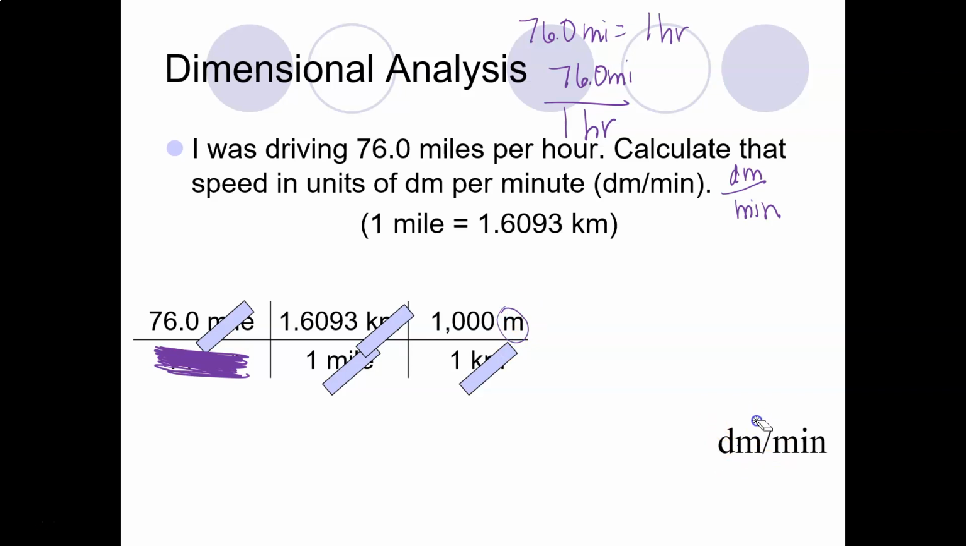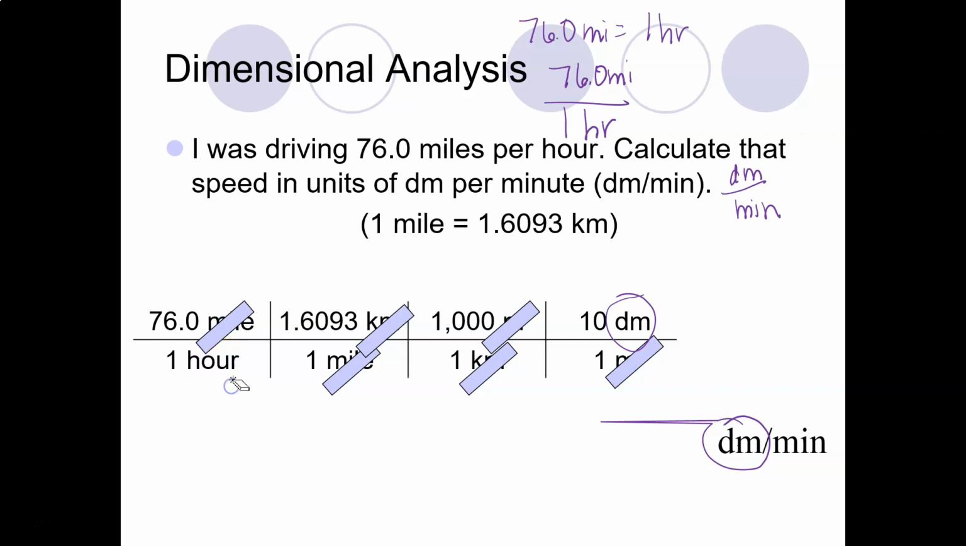So deci is another metric prefix. 1 meter has 10 decimeters. So there we go. I'm going to cancel out the meters. I just converted miles into decimeters. So this needs to stay, right? Because that's what I'm looking for. Now, I covered up hours earlier. It's time for me to actually look at the hours. I need to convert hours into minutes.